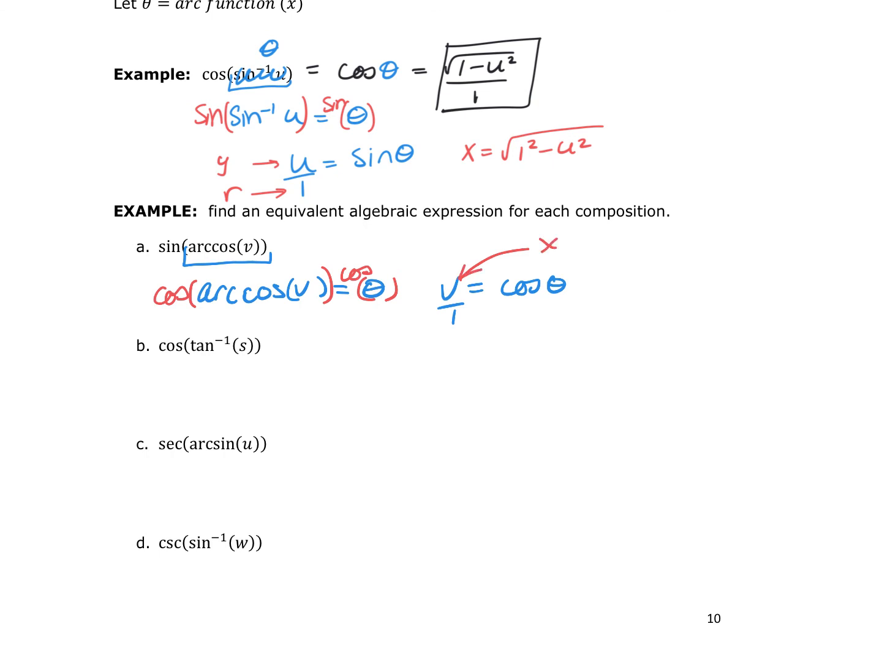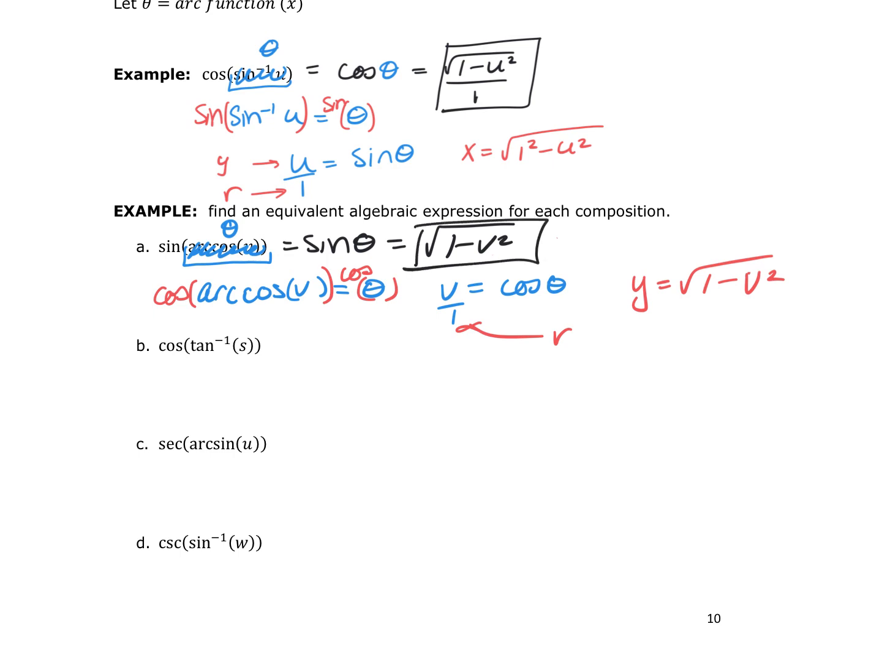This is x. This is r. Y must be the square root of 1 minus x squared, or excuse me, v squared. Because this is really just theta, this is really just the sine of theta, which is just the square root of 1 minus v squared over 1, or in other words, the square root of 1 minus v squared.